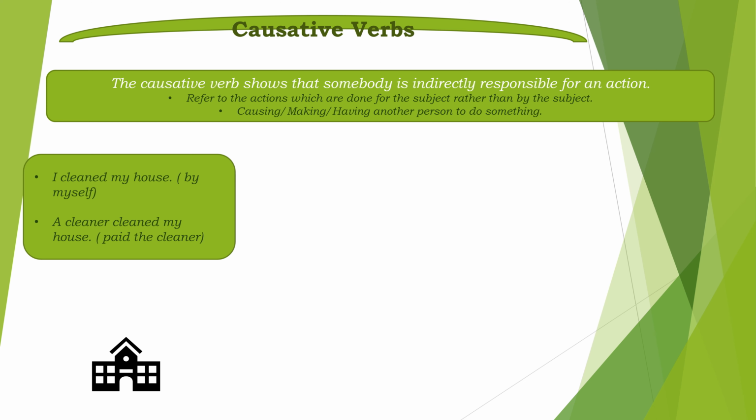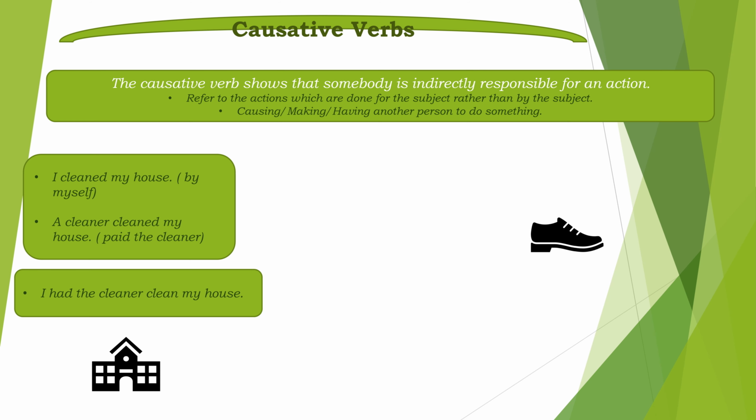This is another way of saying that, but if I have to say this meaning or this action in a causative sentence, how can I say it? I can say, I had the cleaner clean my house. In this sentence, I is the subject, and I, the subject, had made the cleaner clean the house. The subject didn't do the action. The subject, I, paid the cleaner to clean the house for him.